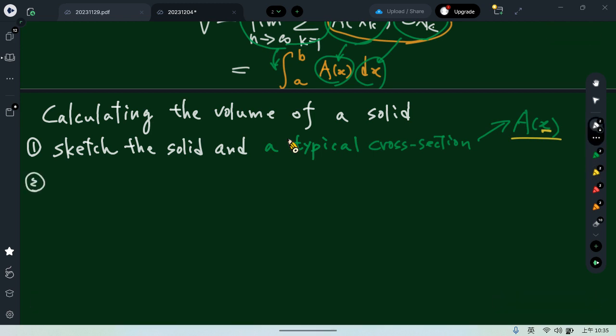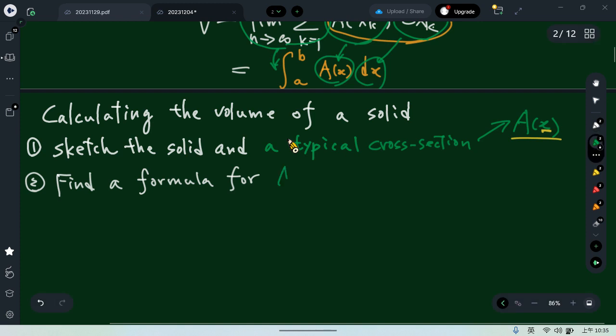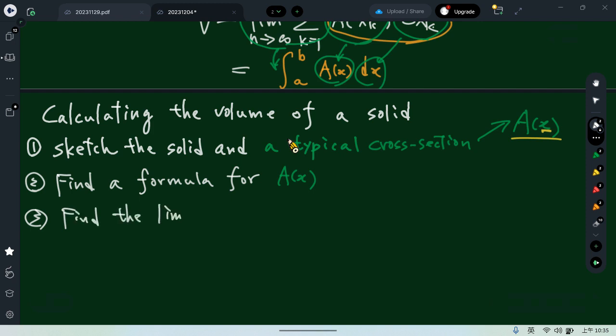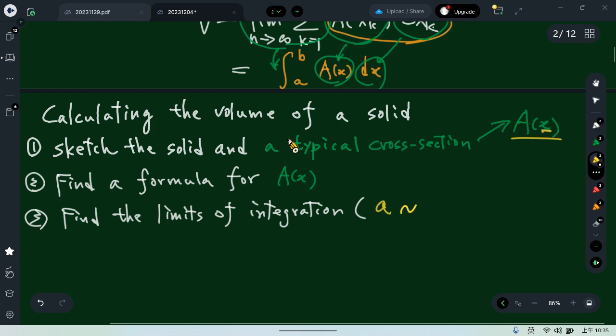The second part is to find a formula for this A of x. Then find the limits of integration. Normally it will be from a to b, for the interval from a to b. So we have the limits a and b for this integration. Then finally, just integrate it.